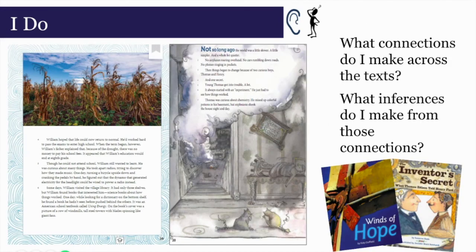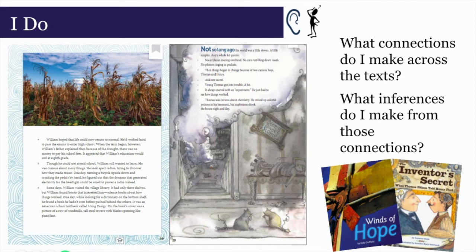Let's look at our focus questions for today. What connections do I make across the text, and what inferences do I make from these connections? I'll be looking at Winds of Hope and The Inventor's Secret. As I think out loud, I want you to listen for the steps that I take and the questions I ask myself to help me make connections across text. Let's look at paragraph 5.